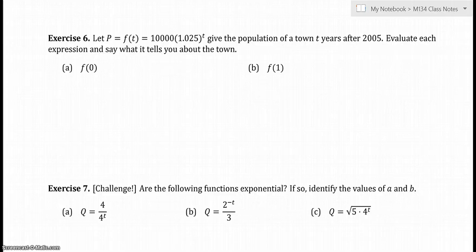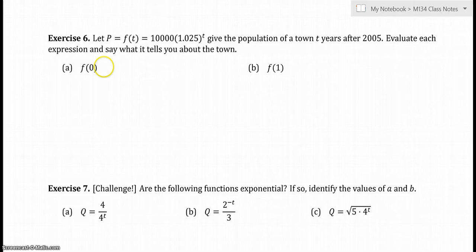So let's go ahead and try the next page. Exercise 6. It says let P equal f of t be the equation 10,000 times the factor 1.025 raised to the t. This gives the population of a town t years after 2005. Evaluate each expression and say what it tells you about the town. So go ahead, pause, try this, and come back.